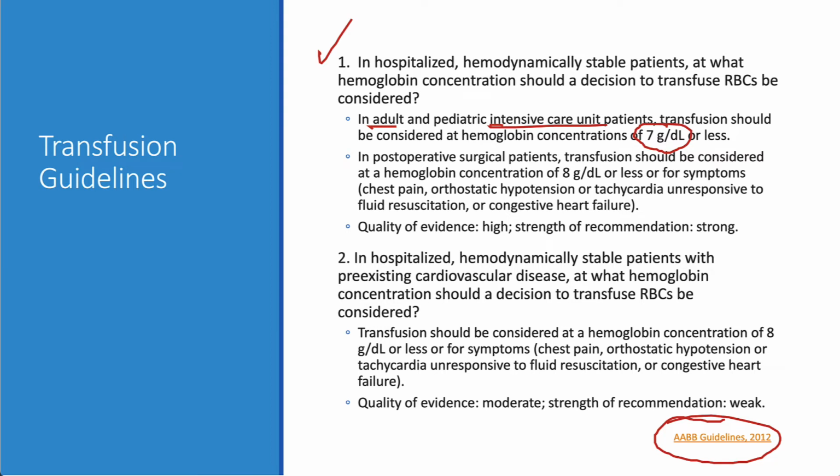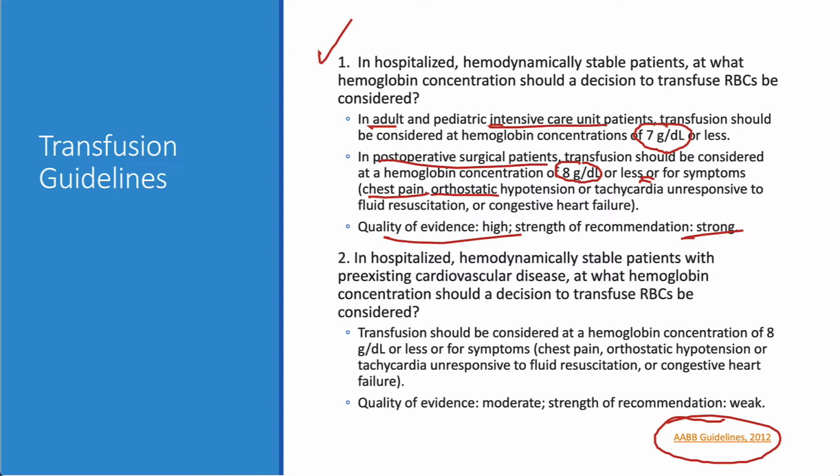In post-op surgical patients, however, it should be considered when the hemoglobin is less than 8. Or if they are symptomatic, they have orthostasis, they have chest pain, hypotension, tachycardia, they don't get better with fluid resuscitation, they get heart failure. Those are reasons to transfuse them to greater than 8. Okay, and this is high quality of evidence, and the strength of recommendation is strong.